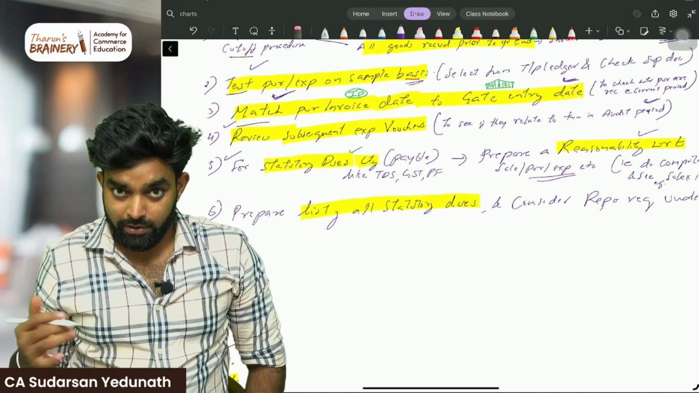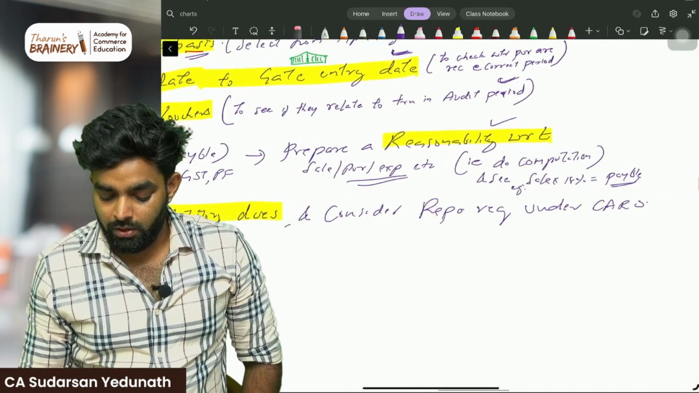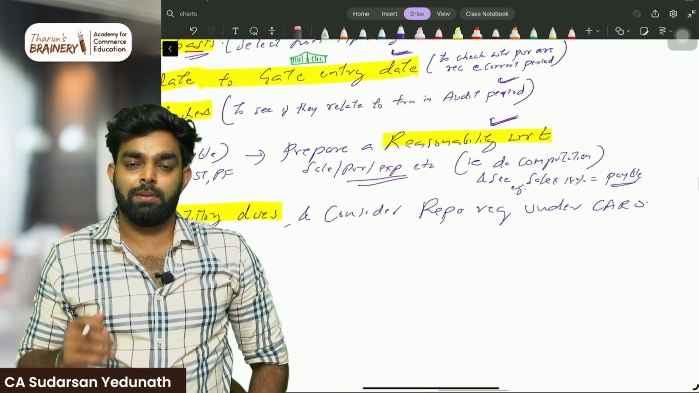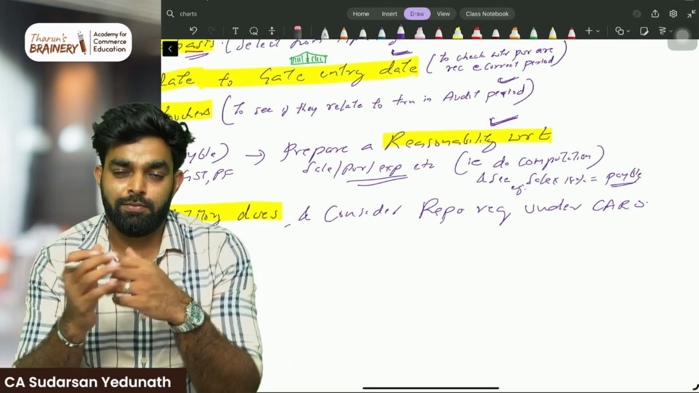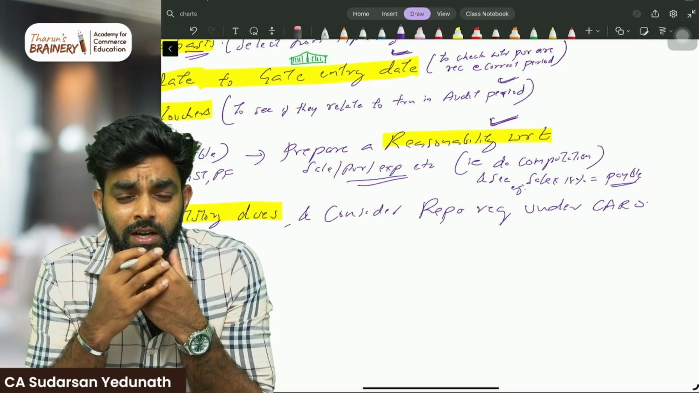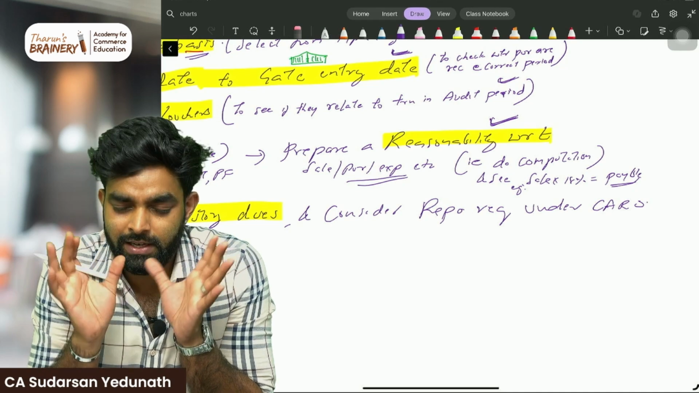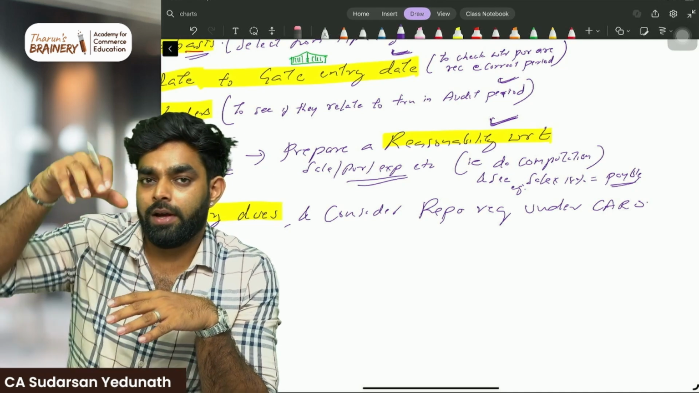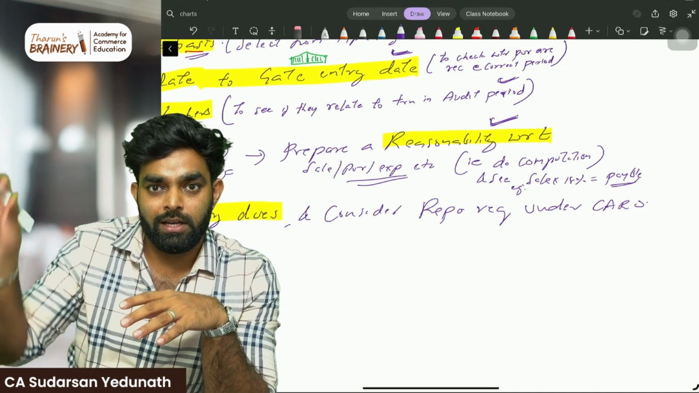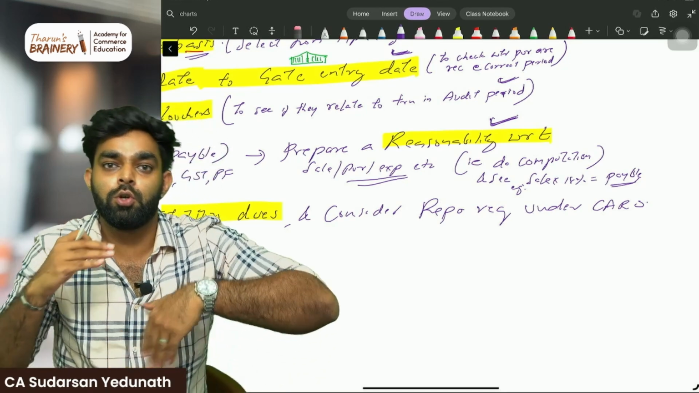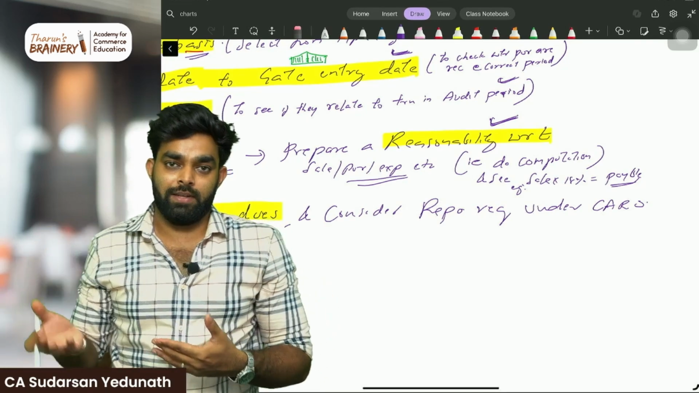So that is what we call statutory dues liability. In that case, you have to prepare a reasonability report. Reasonability means, imagine for a sale, normally 18% is GST. Just imagine 18% GST is there. So the company would have computed all the sales, all the 18% figures, everything. So you just do it once more, do the recalculation again. That is what we call reasonability.